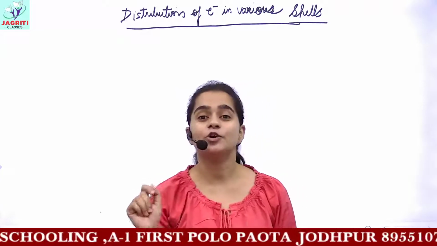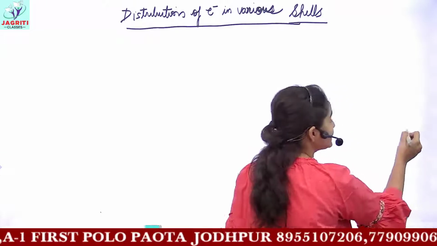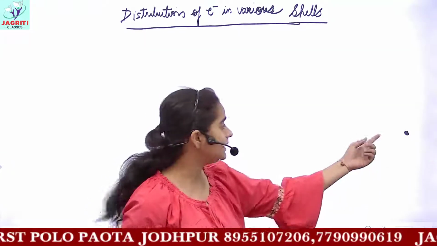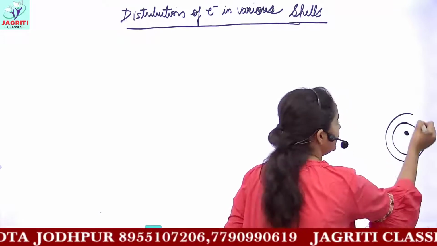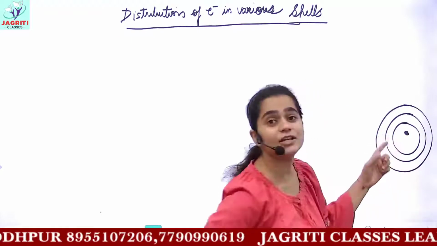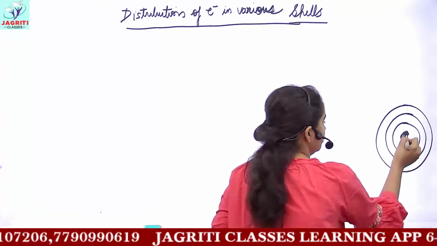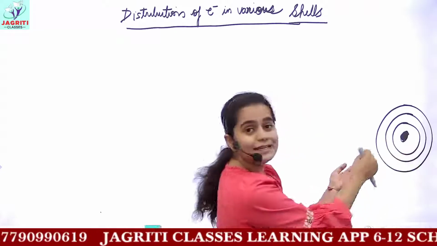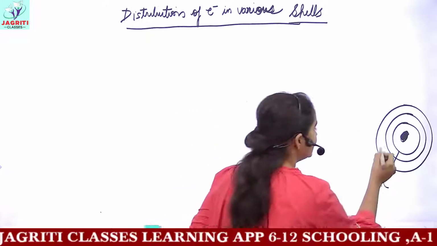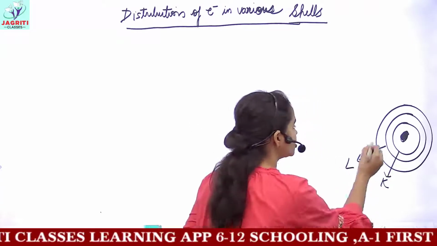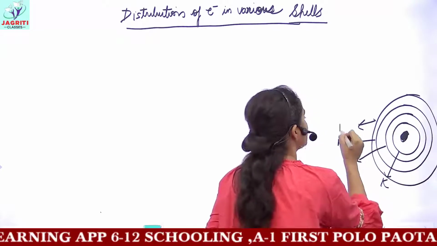Niels Bohr proposed a structural model of an atom according to which the atom has a centrally located positively charged center, which is called the nucleus. And then you have different energy states or different energy levels around this nucleus. Bohr named these. The first shell, which is just near the nucleus, he called the K shell. Similarly, the next shells were called L shell, M shell, and at the last you have your N shell.